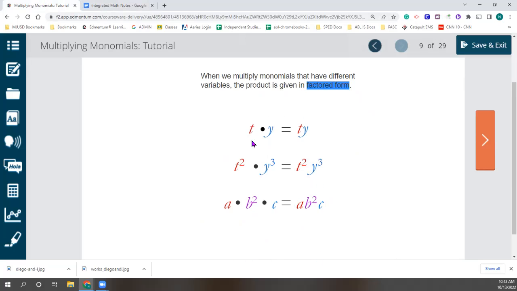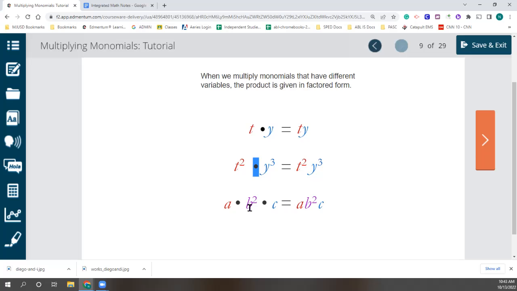So, because we cannot combine when they are unlike terms, in this case, the t and the y are different. They are not alike. So t multiplied by y is the same as ty. T squared multiplied by y to the third is the same as t squared y cubed. Essentially, what we are doing is, out of simplification reasons, eliminating the multiplication symbol and combining them.